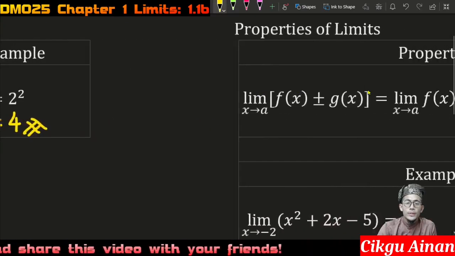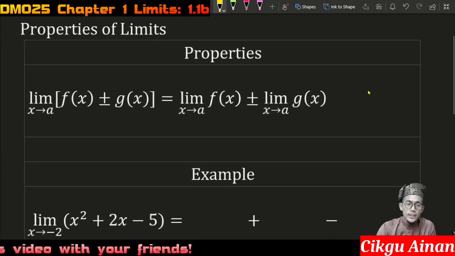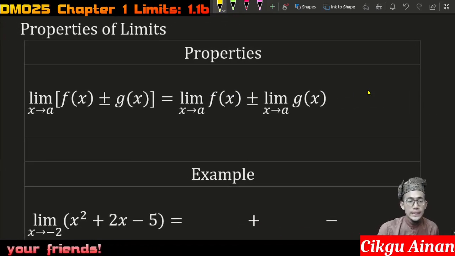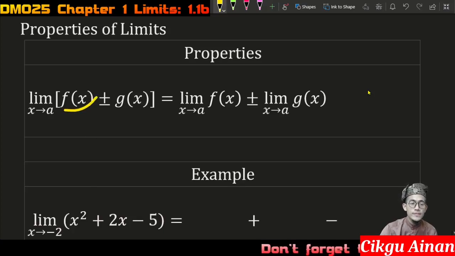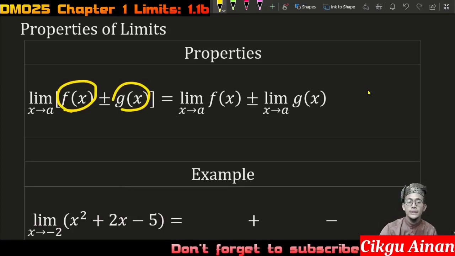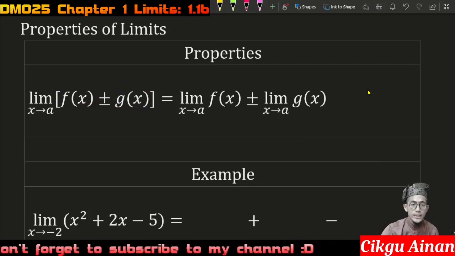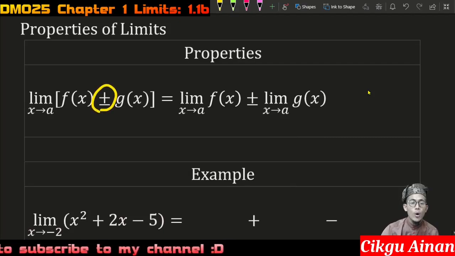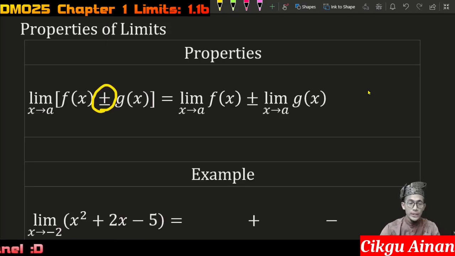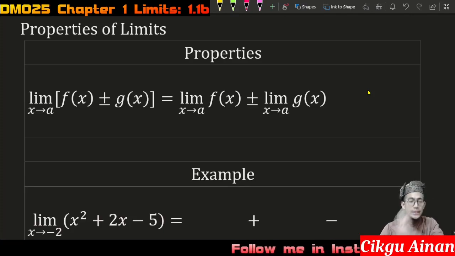Now the next property is where we want to find the limit of a combination of several functions. As you can see here, the first function is f, the second function is g. And why do I say it's a combination? Because f and g have addition or minus between them. So by using the property of limits, we can split them.